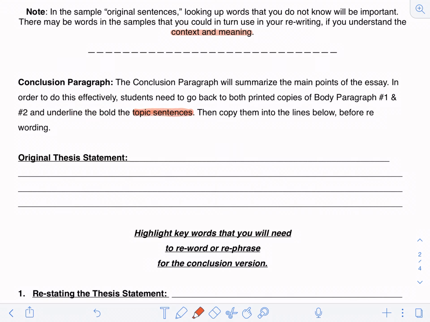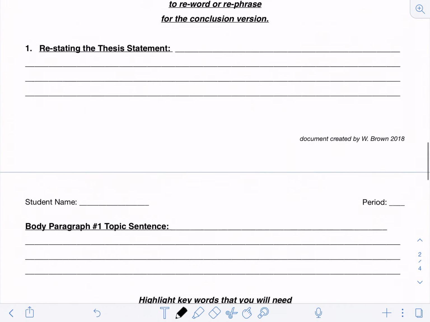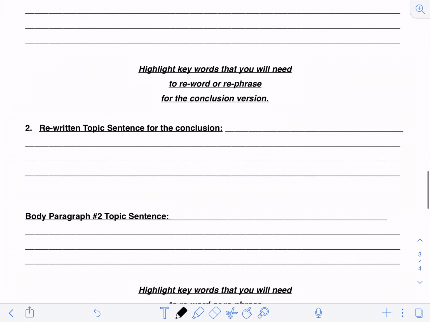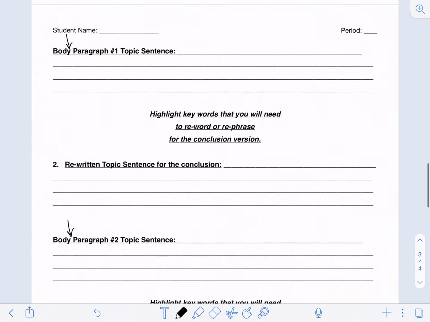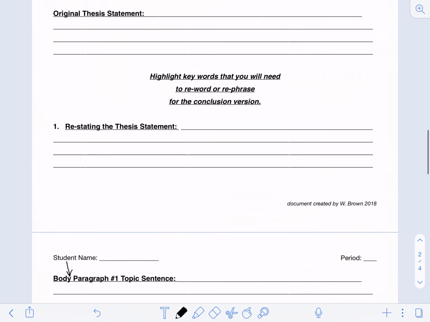You need to go back to body paragraph 1 and body paragraph 2. And a step we're going to add in right now, just on your iPad or your computer, is you're going to bold the topic sentences. Okay? We will copy them on the next page. So you will copy your body 1 topic sentence here, and then you will copy your body 2 topic sentence there. So whenever you're ready to do that, you can pause the video and do that here, or you can do it in another minute.